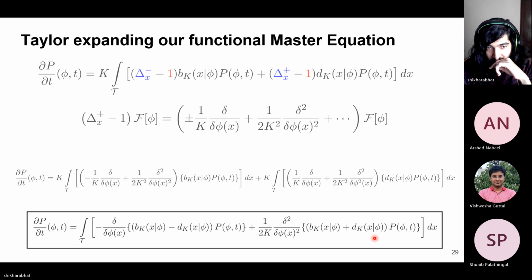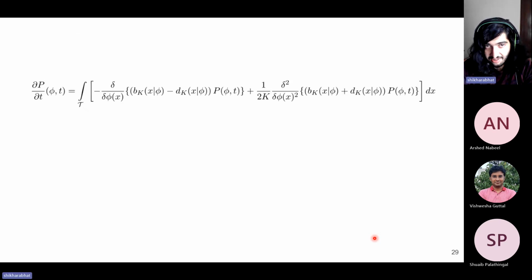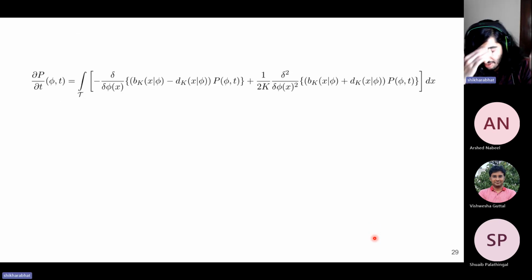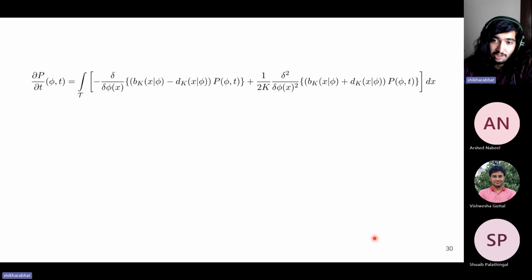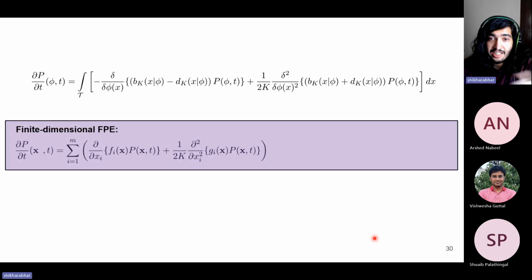Let's now stare at this equation for a second. This equation looks sort of like a Fokker-Planck equation. In particular, our finite dimensional Fokker-Planck equation looks like this. It's a PDE for the probability of finding the population at a vector x at time t.